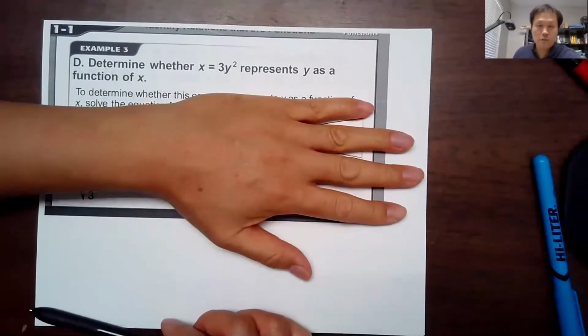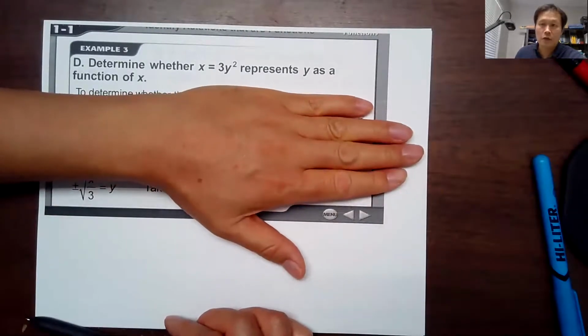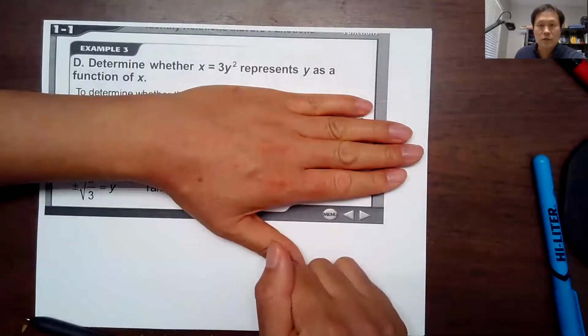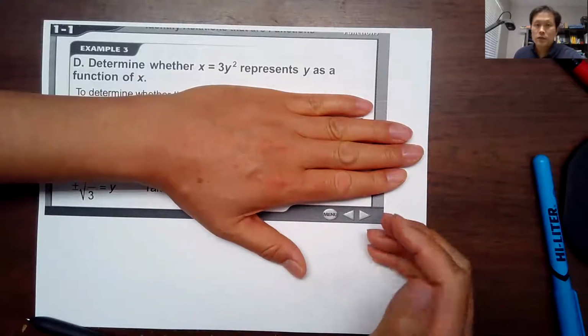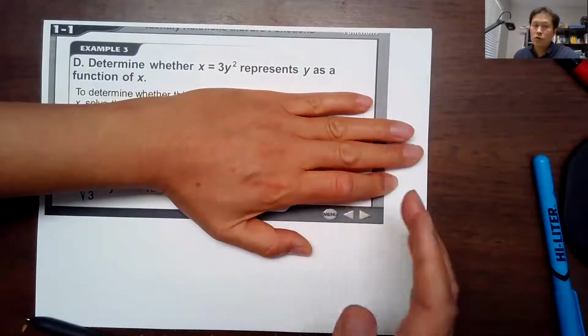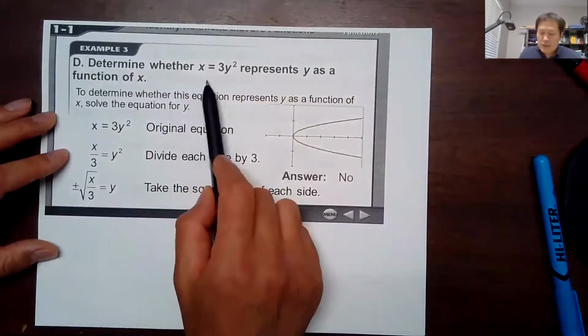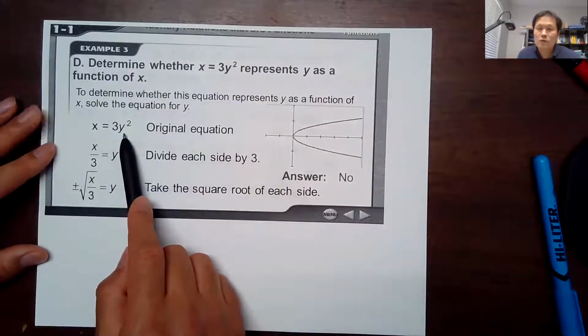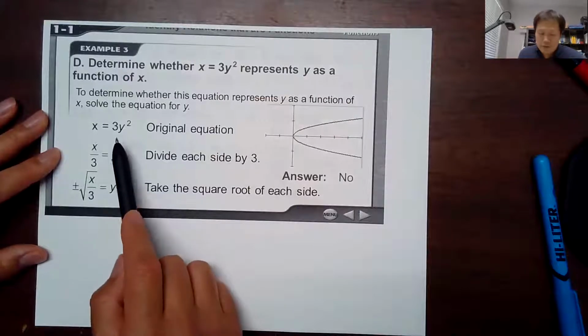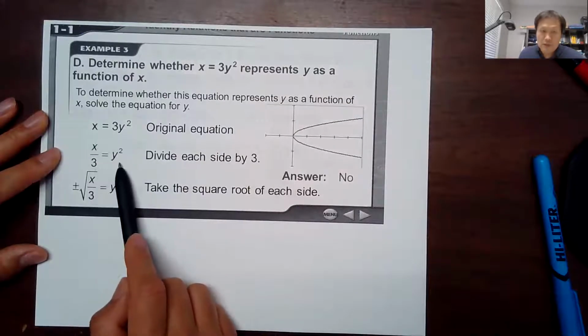But what if there was no graph available to you and you don't have a graphing calculator? You don't know how to graph this. What are you going to do? There's an algebraic way you approach this. Function, no function. How? So x equals 3y squared, you are solving for y. So divide by 3 on both sides.